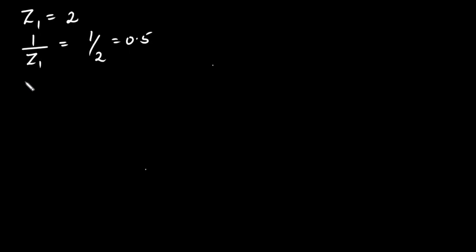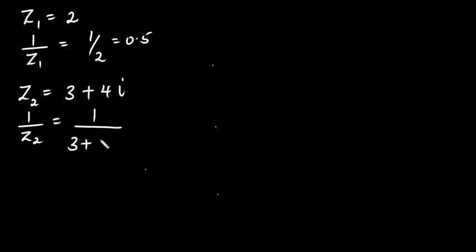So let's have another complex number. Z2 is 3 plus 4i. Let's find the inverse of this complex number. The inverse, 1 over Z2, is going to be 1 over 3 plus 4i. But we can't leave the answer with an imaginary number on the denominator, so we have to get rid of it. The way to do this is to rationalize, or multiply both the numerator and the denominator by the conjugate of this complex number.